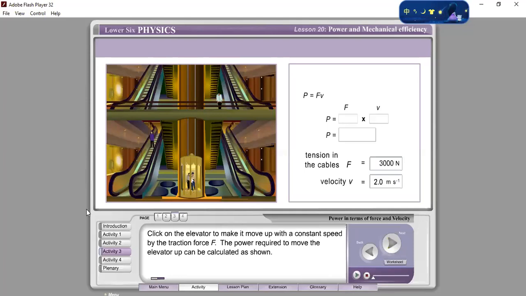Click on the elevator to make it move up with a constant speed by the traction force F. The power required to move the elevator up can be calculated as shown. So that means the power with constant speed, without any acceleration, will be equal to Fv.